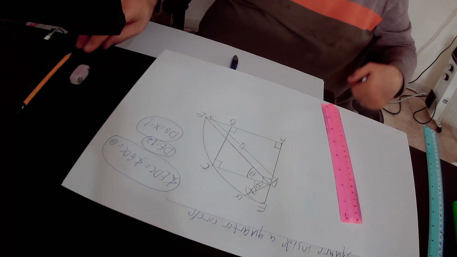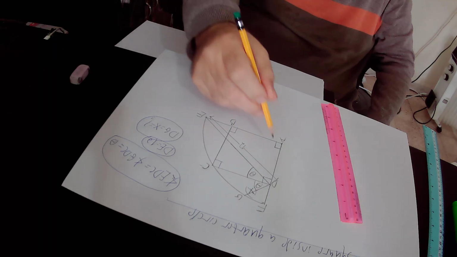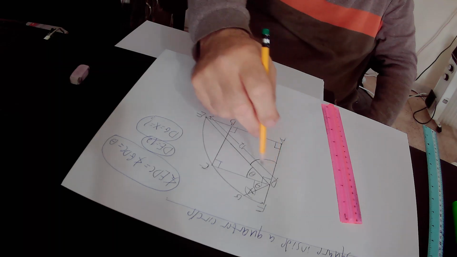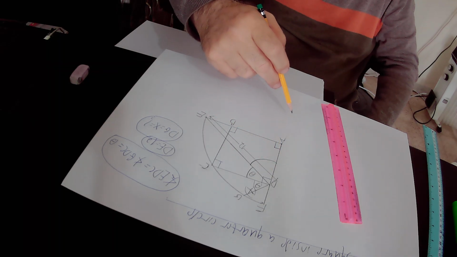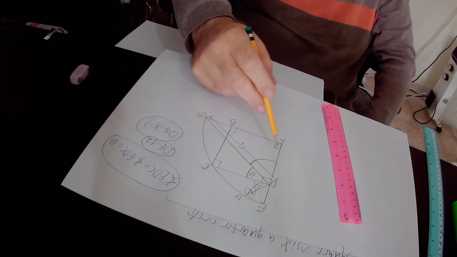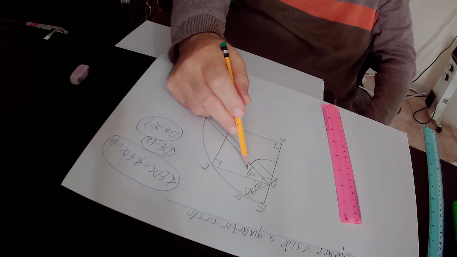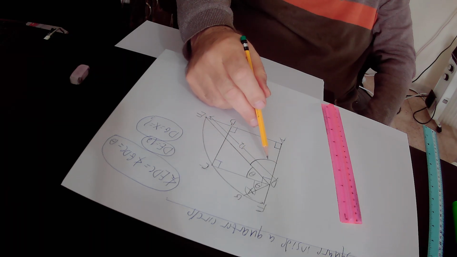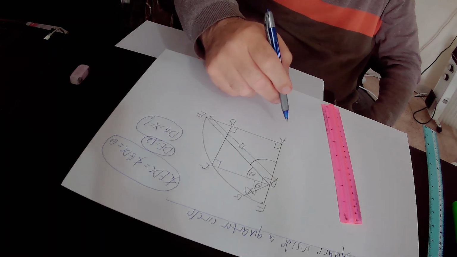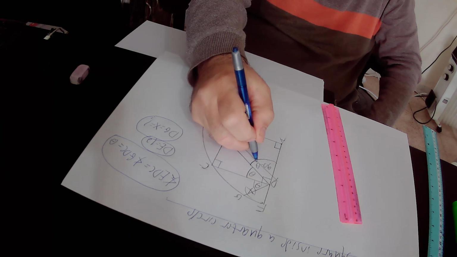So, what is the size of angle ADE? The size of angle ADE equals the size of the big angle ADC, that is 90 degrees, minus theta. Again, the big angle that is 90 degrees, minus this angle that is theta, equals the missing angle ADE. So we found that angle ADE equals 90 degrees minus theta.